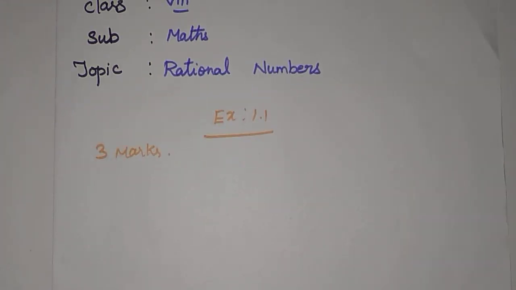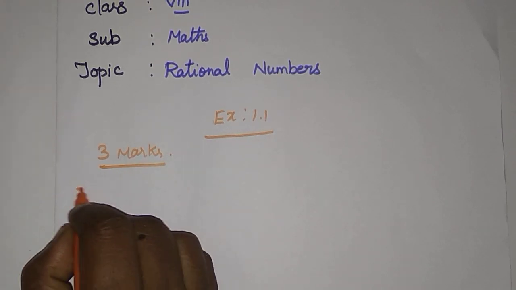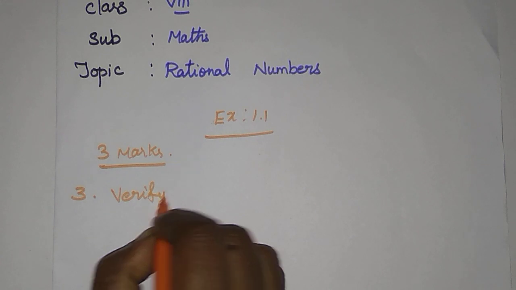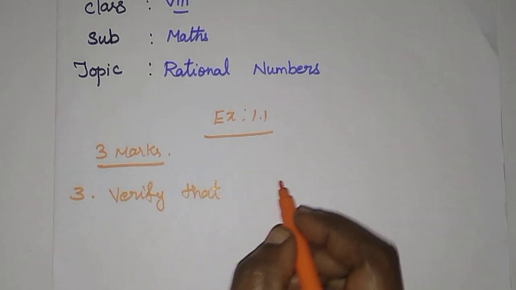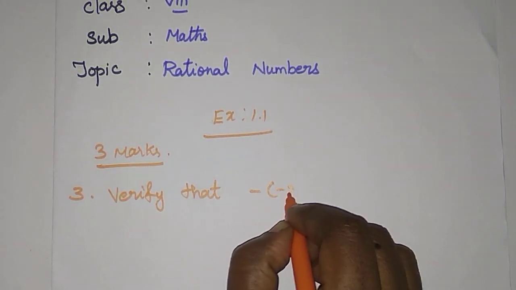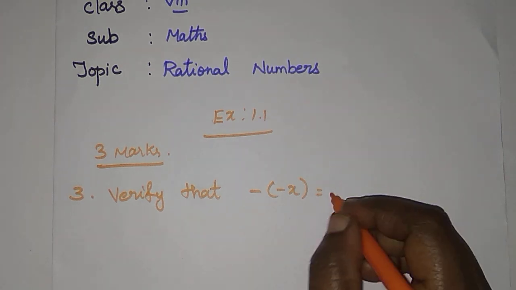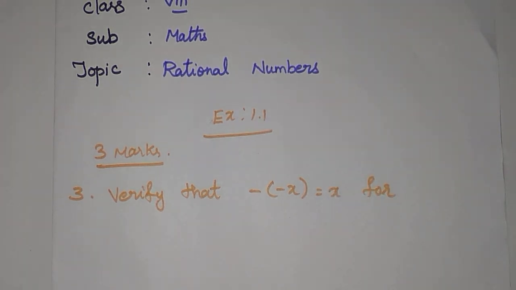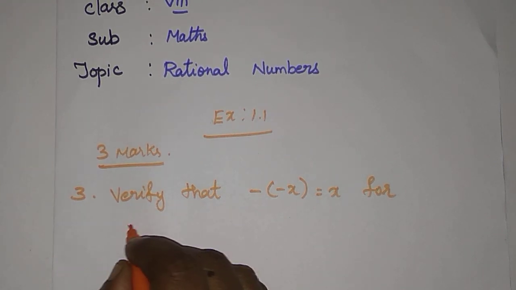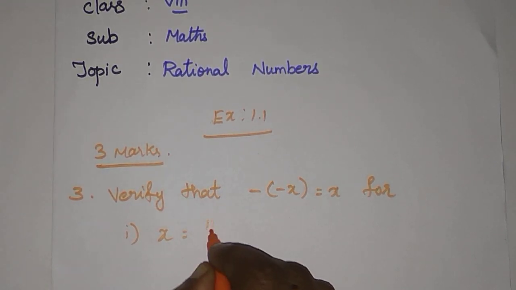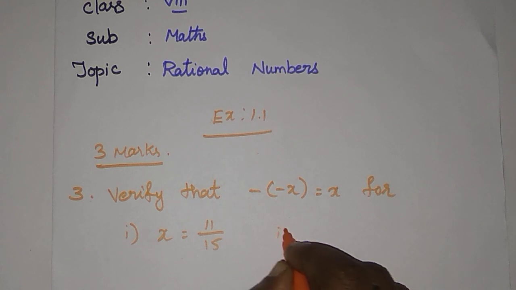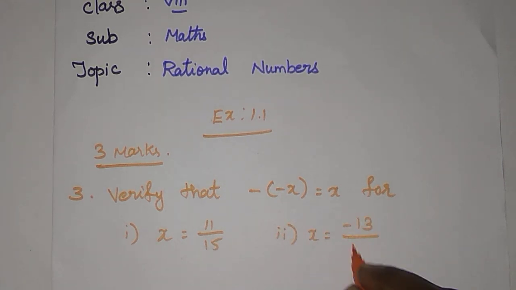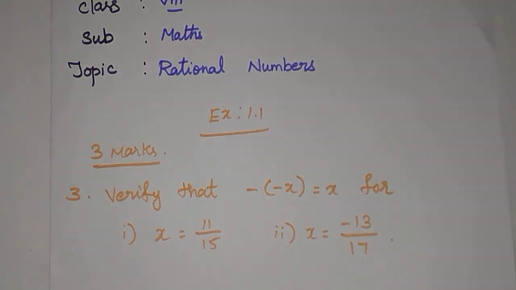So first, question number 3. Verify that minus of minus x is equal to x for first option x value is 11 by 15, second one x equal to minus 13 divided by 17. Okay, these are the questions.